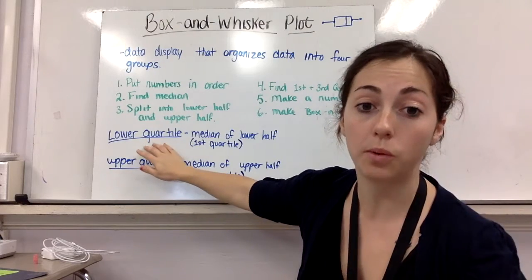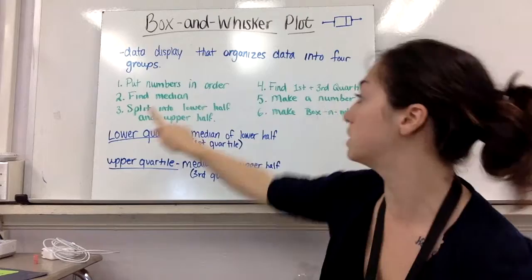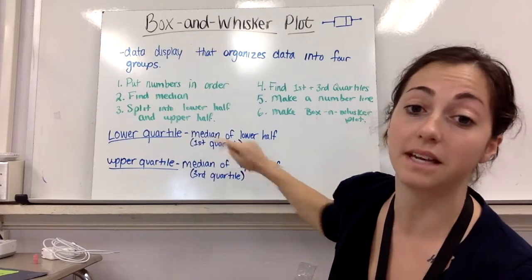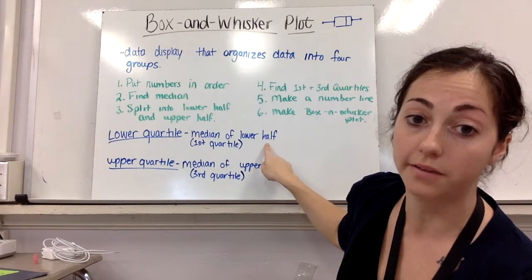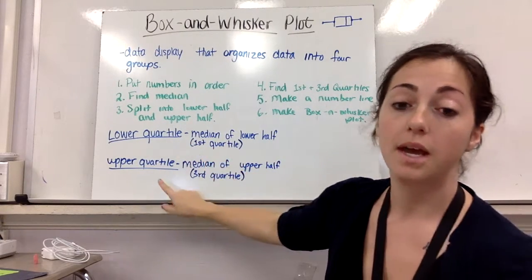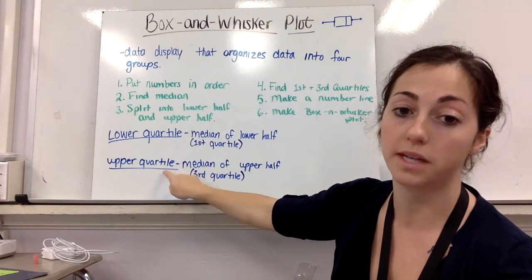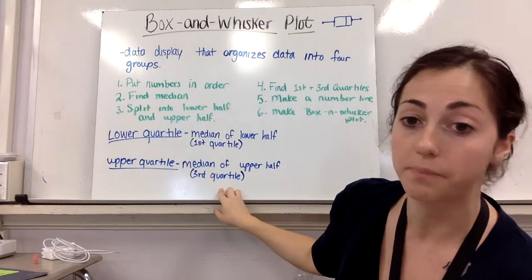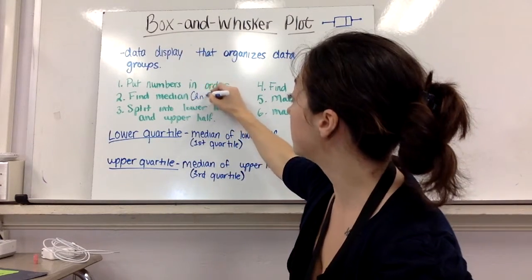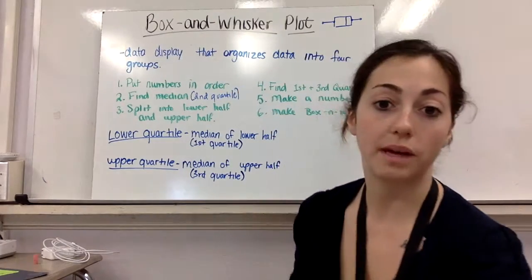We have a lower quartile, which is the median of the lower half. So once you split it into 2 parts, lower half, upper half, you're going to then take the median of the lower half to find your lower quartile. Another name is the first quartile. And then you find the median of your upper half. That gives you your upper quartile, and that's the third quartile. Another name for median is the second quartile. So we have 3 quartiles.